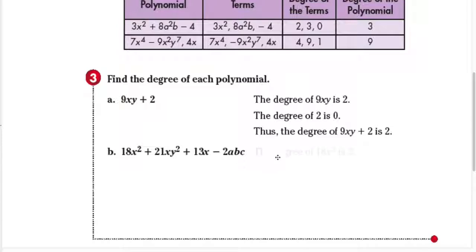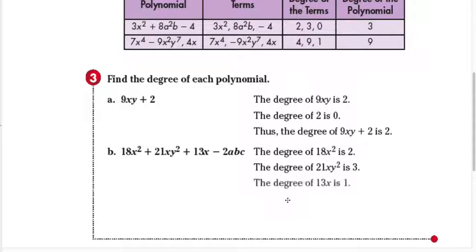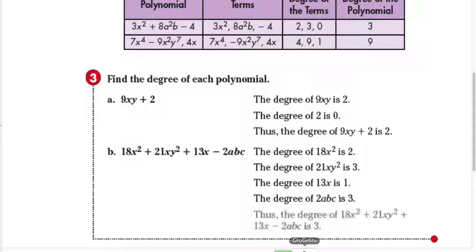This one, the degree of 18x squared is 2. Degree of 21x cubed is 3. Degree of 13x is 1. And the degree of negative 2abc is 3. Therefore, the degree of this polynomial is 3.